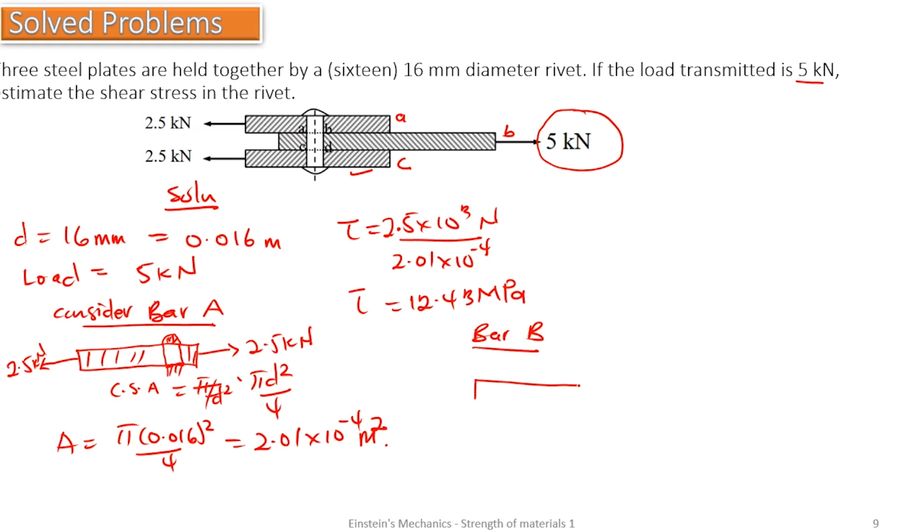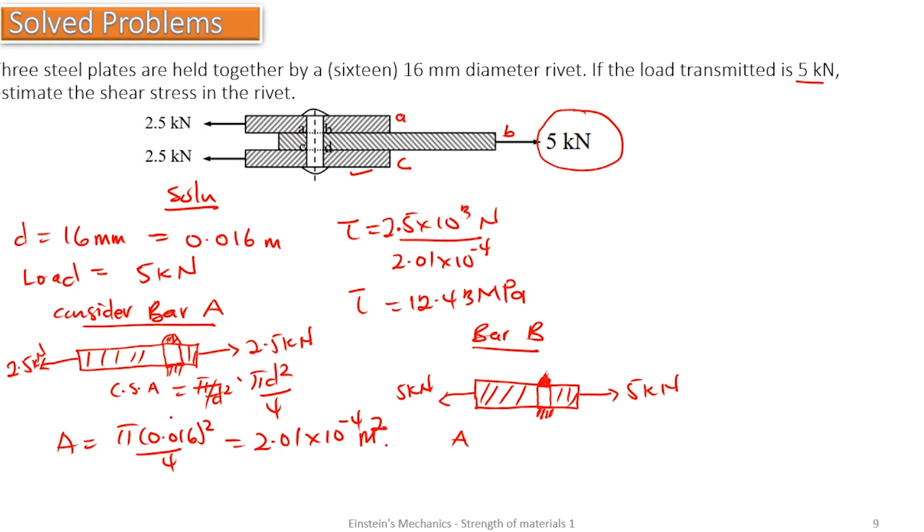I'm having this free body diagram. This is my rivet and the bar. There's a force of 5 kilonewton, and it's going to be balanced by another 5 kilonewton. And because bar A is going to slide over the surface of B at this point, there will be a shear here. And bar C is also going to slide over the surface of B at this point. And the rivet is the same with the area.